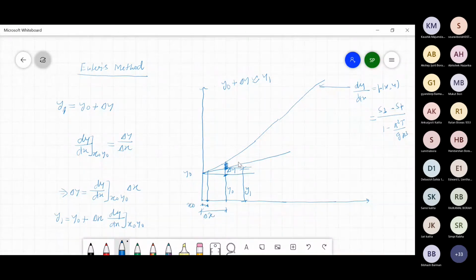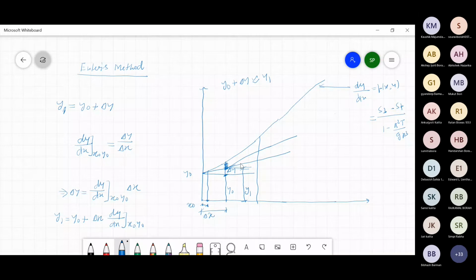So for a very small delta x, with the help of Euler's method, you can find almost the accurate value. But if delta x is large, not very small, then this error goes on increasing. In the next step, suppose the next step is this much here. If you are drawing a slope again at this point y1, this is the slope now.